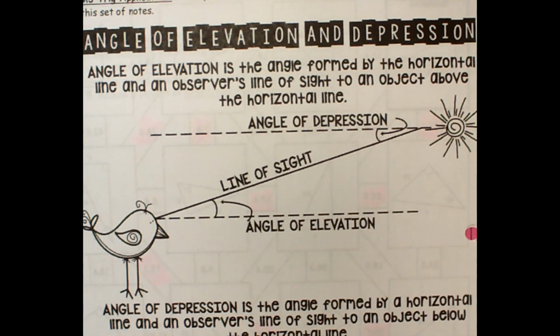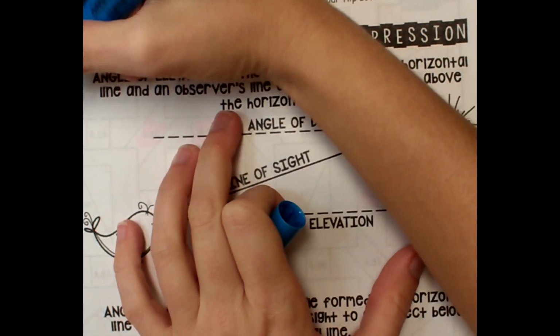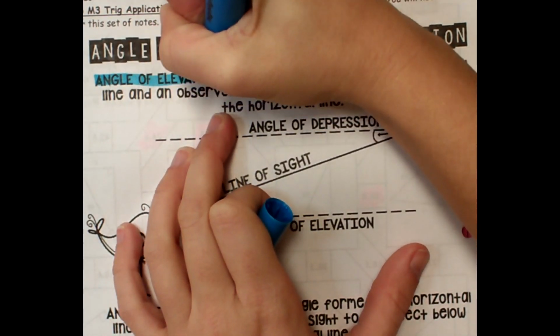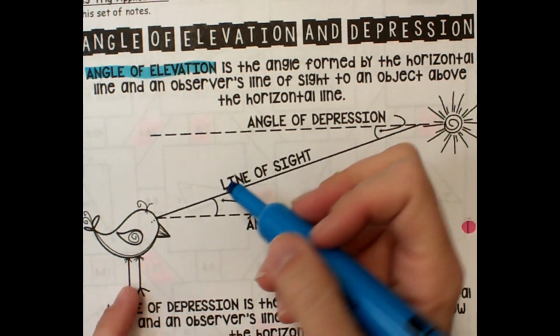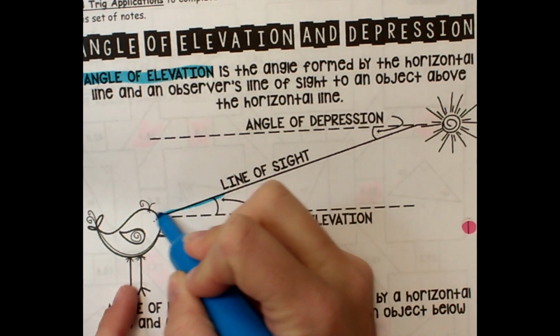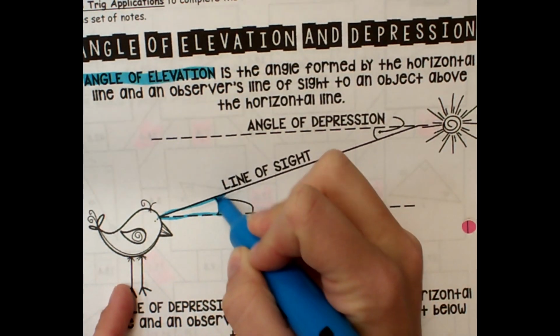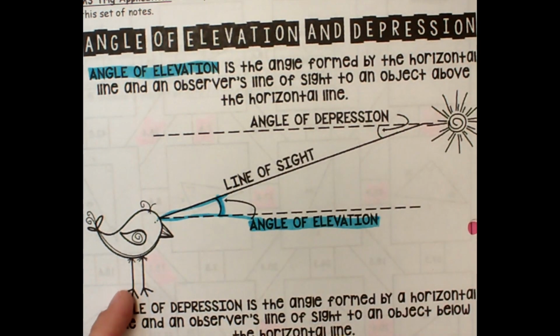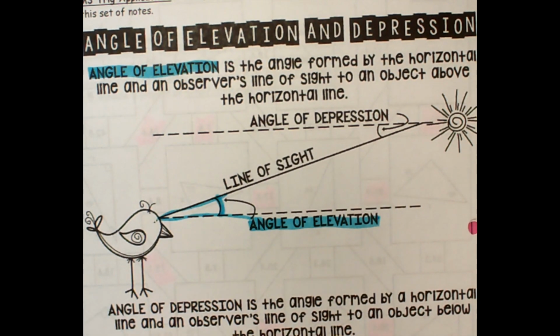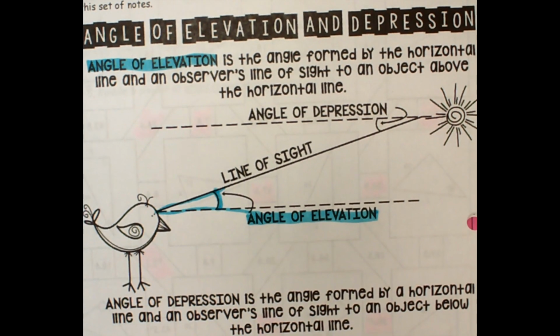So when we're talking about real life, you might encounter your angle of elevation. It's the angle formed by the horizontal line in an observer's line of sight to an object above the horizontal line. So if you look right here, this angle, or theta, in this case, would be your angle of elevation, okay? So then you might be looking up at an object.